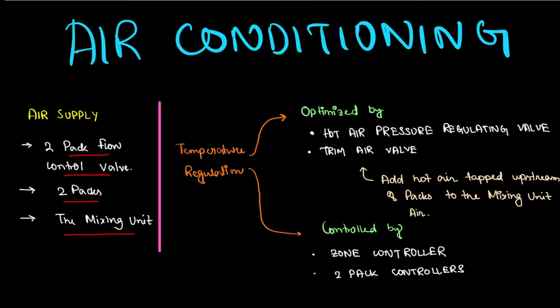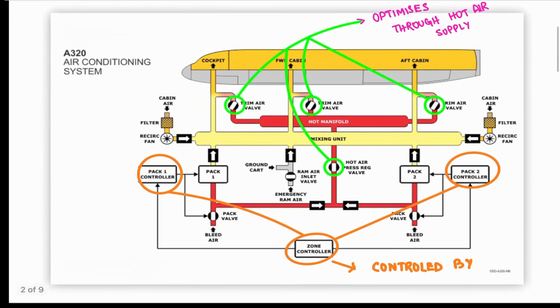The temperature regulation in the air conditioning is optimized by the hot air pressure regulating valve and the trim air valve, which adds the hot air tapped upstream of the pack to the mixing unit air. The temperature regulation is controlled by the zone controller and the two pack controllers. So next, let's dive into the next page.